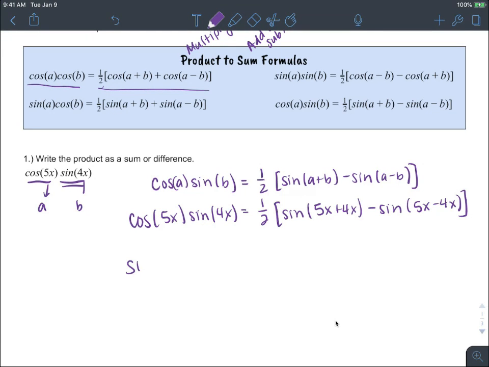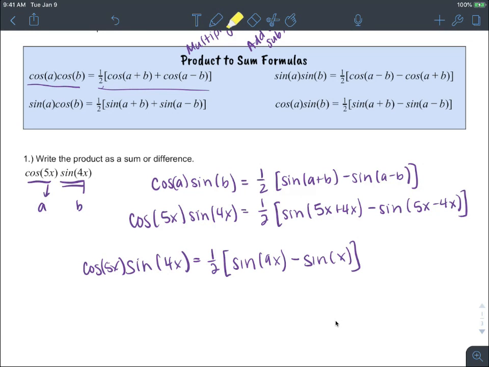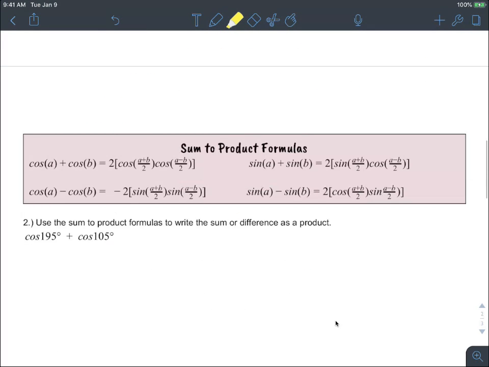Okay, so the cosine of 5x times the sine of 4x is equal to 1/2 times the sine of 9x minus the sine of x. And we are done with that one. All right, let's look at number 2.